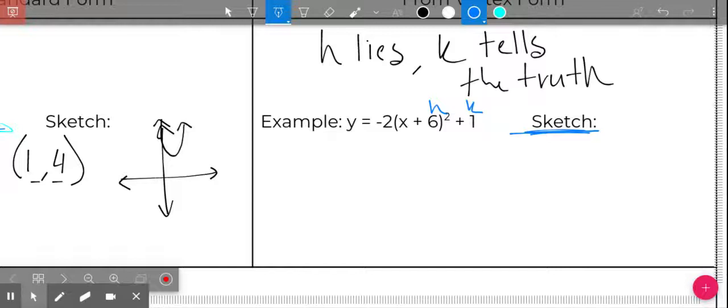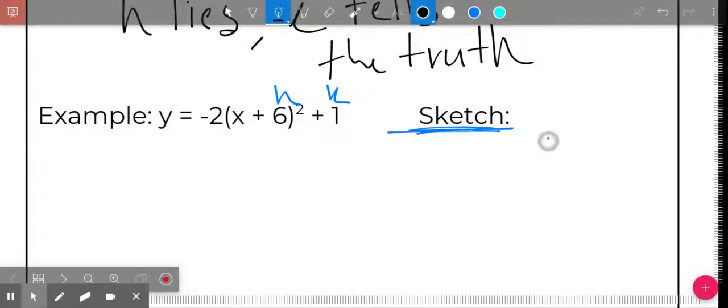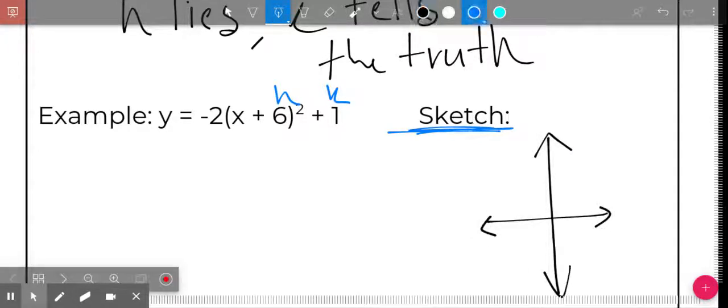All right, hopefully you took the time to go in and sketch your graph. If you did so, it should have looked like this.